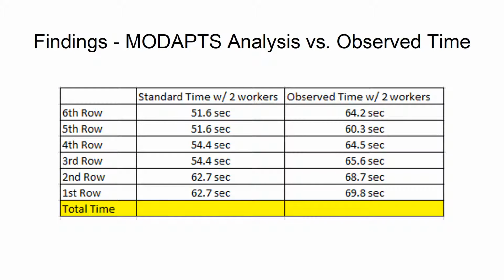On the right of this chart is the observed time with 2 workers. As you can see, basically the time increases as you get to the bottom row, with the first row, the bottom row, being the most with 69.8 seconds. And then using MODAPs, I was able to cut roughly 10 seconds per row in the process.